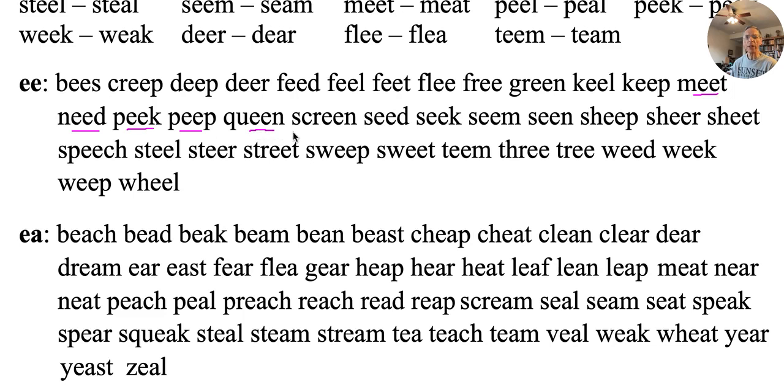Queen, the queen was beautiful. Screen, a screen door will keep the flies out. Seed, plant the seed and you get a plant. Seek, seek for higher grades. Try to get better grades. Seems, it seemed like a good idea. Seen, have you seen my German Shepherd lately? Sheep, the sheep give wool. Sheer, it was very thin, it was sheer. Sheet, a sheet of paper.